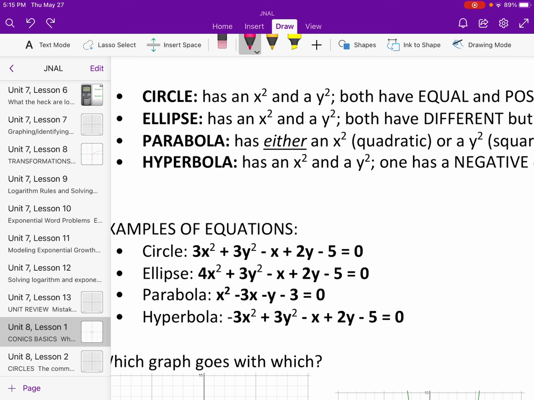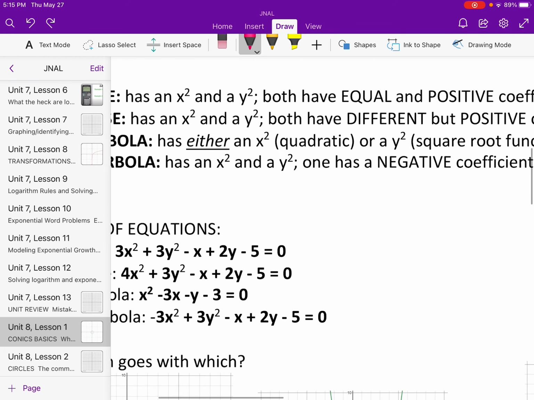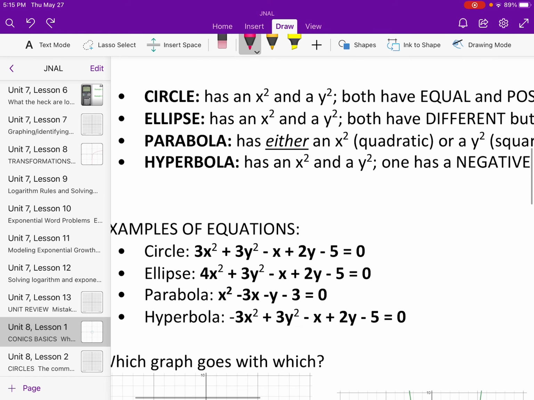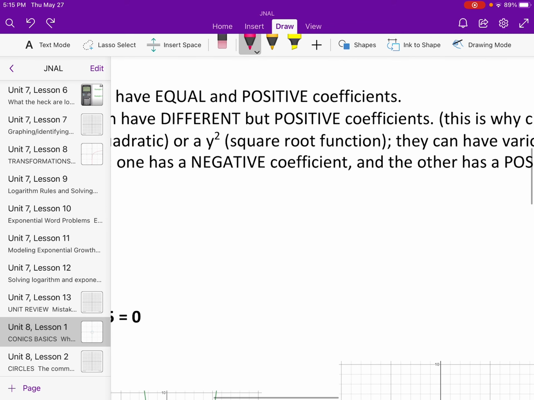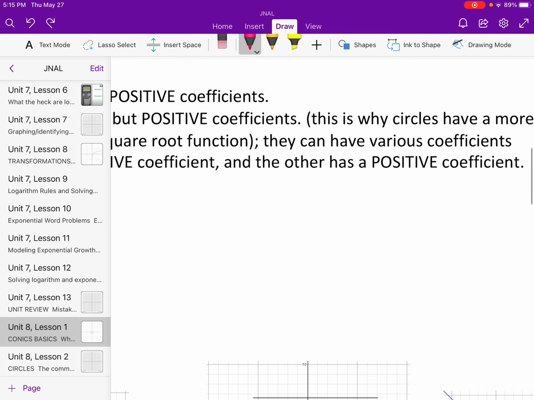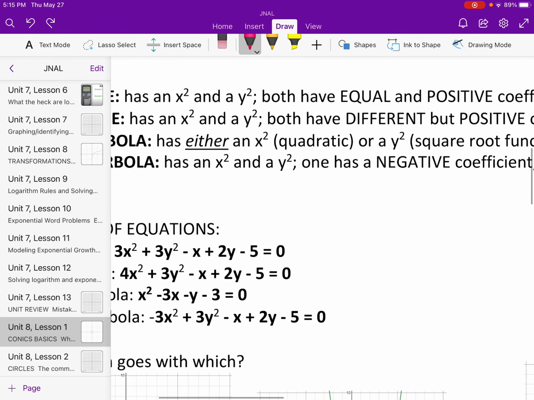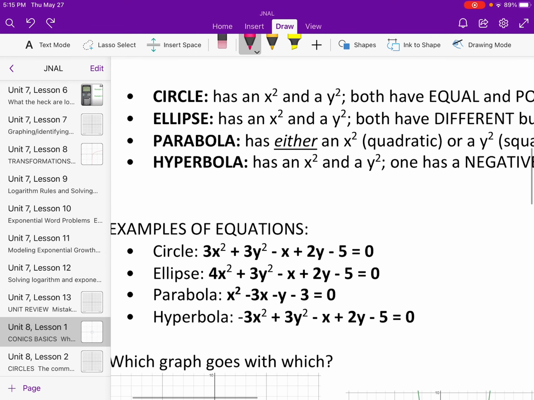If it's a circle, then it will have an x squared and a y squared that have equal and positive coefficients. We'll look at examples soon. Then the ellipse also has x squared and y squared, and they both still have positive coefficients, but they have different coefficients. That's why circles have a more perfect shape, because if they have the same coefficient, wouldn't that make it more perfect? And then ellipse looks a little bit different because they might have different coefficients.